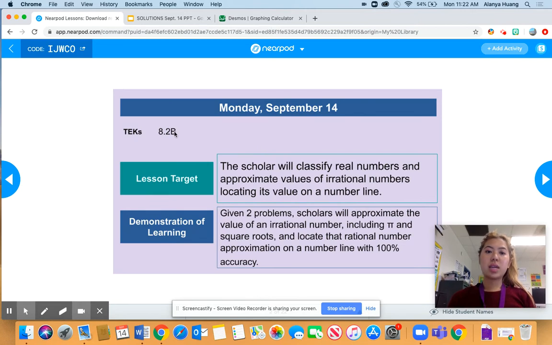So our TEK for today is 8.2b. Our lesson target is scholars will classify real numbers and approximate values of irrational numbers, locating its value on a number line. And the DOL is given two problems, scholars will approximate the value of an irrational number, including pi and square roots, and locate that rational number approximation on a number line with 100% accuracy.